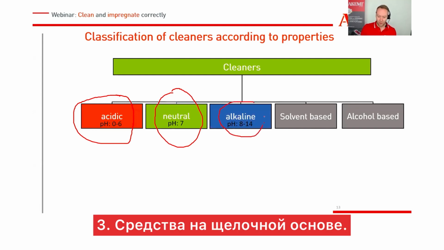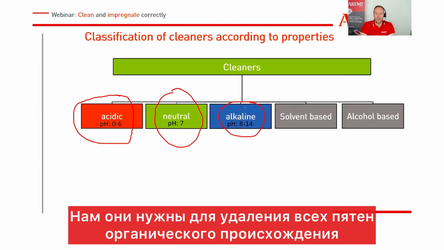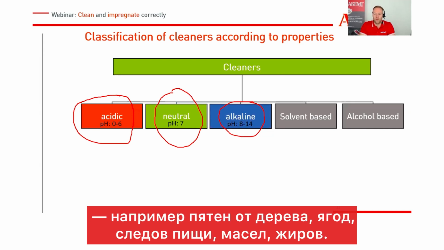Then we have alkaline products. Where do I need those? For example, all the organic stain removals, like marks from wood, marks from berries, usually get removed by alkaline cleaners, or some residues of food, oil, grease. Usually here we are on the alkaline base.